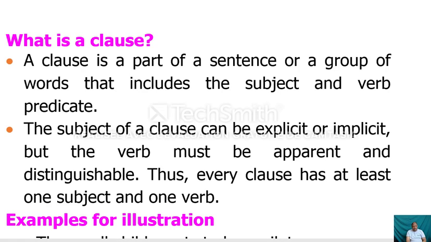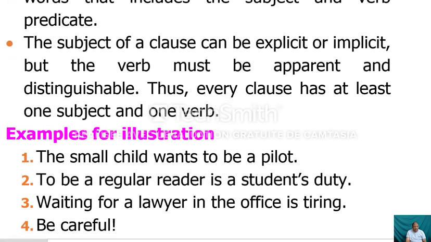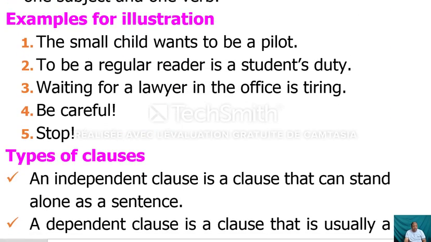Okay, let's jump to some examples for illustration. The first sentence: the small child wants to be a pilot. So here we have the subject, which is the small child, and we have the predicate, which is wants to be a pilot. It is made up of what? The verb plus what comes after it. Anything that comes after it.